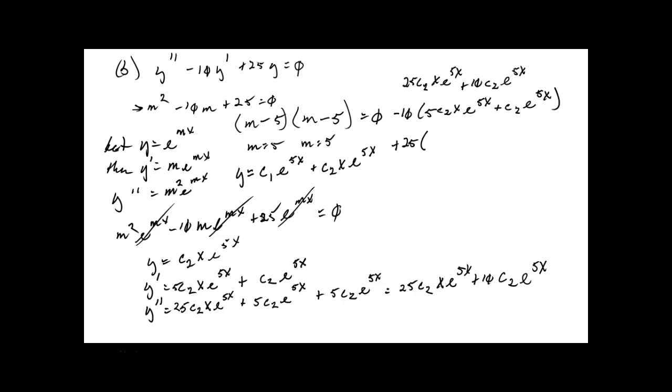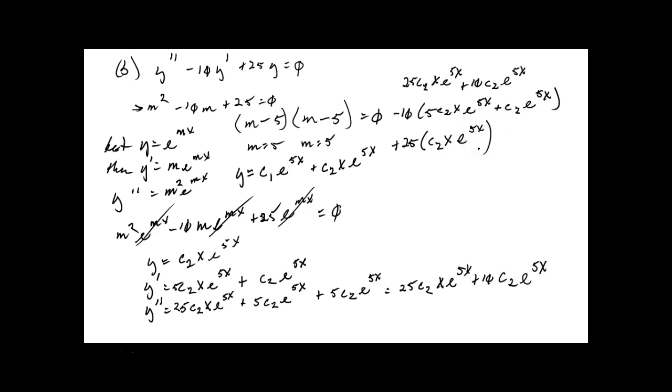Here's our y double prime right here: 25C2x e to the 5x plus 10C2 e to the 5x. Minus 10 times y prime. Well, here's our y prime. Minus 10 times 5C2x e to the 5x plus C2 e to the 5x in parentheses. Plus 25 times y. And my y is C2x e to the 5x. So plus 25 times C2x e to the 5x.